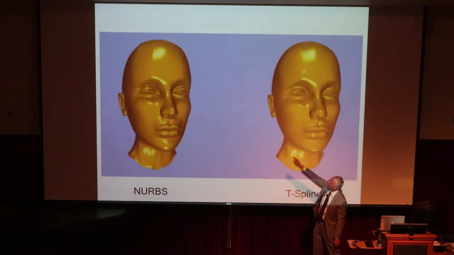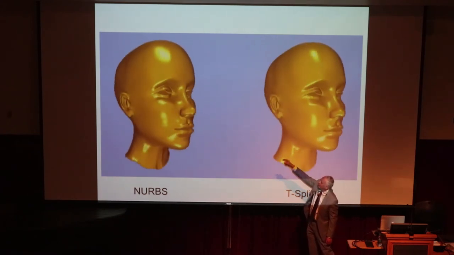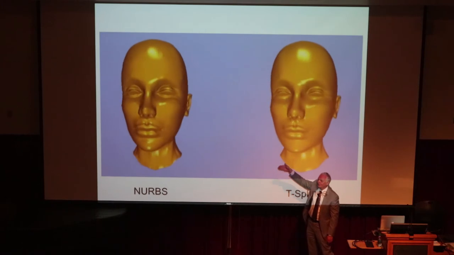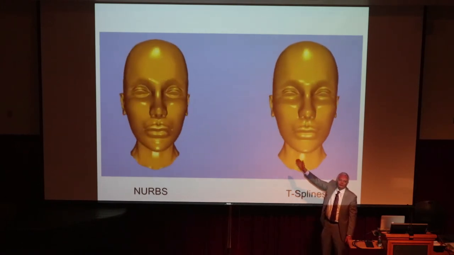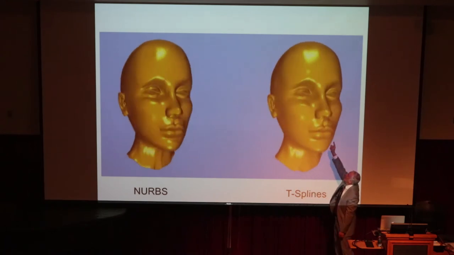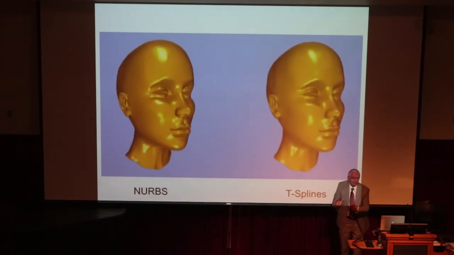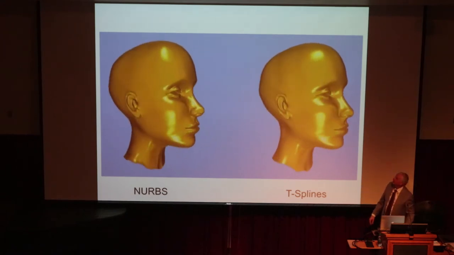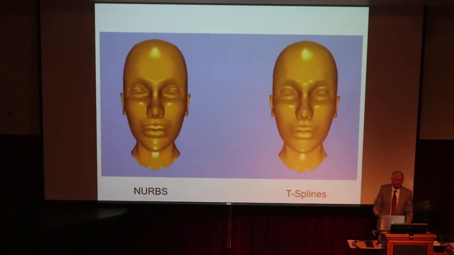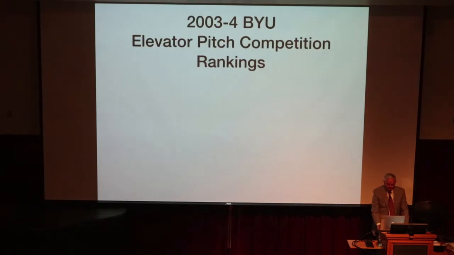You can see with the NURBS, look at the forehead. You've got so many control points up there that it's really a pain to try to get rid of those wrinkles in the forehead. Whereas with the T-splines, you only have as many control points as you need, and so the head looks a lot smoother. So it's a lot easier to use for designers.